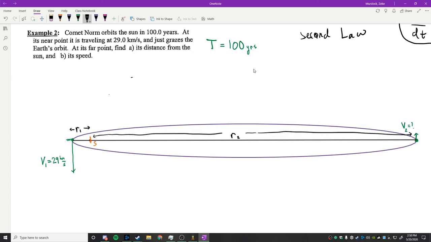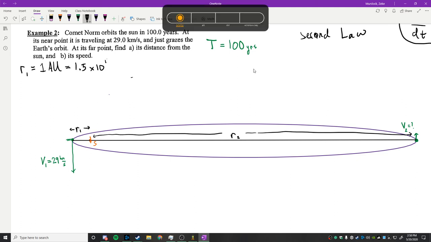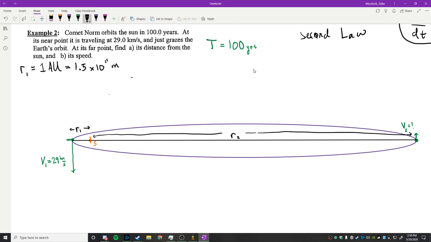We don't know what those values are, but we do know what R1 is. It says that it just grazes the Earth's orbit when it's at its close distance here, right? So that basically means that R1 is equal to the distance from the Earth to the Sun, which we call 1 AU, which is approximately equal to 1.5 times 10 to the 11 meters. I can't remember if we need to convert things in this problem. We probably do. So that's its close distance, because it says it just grazes the Earth's orbit. That would be the orbit around the Sun, right?